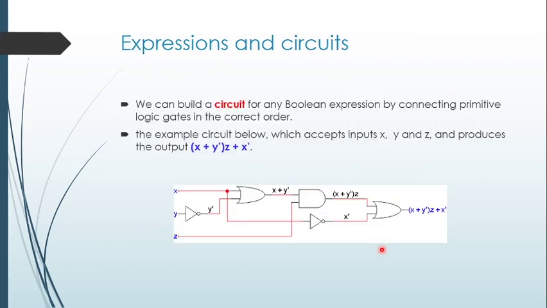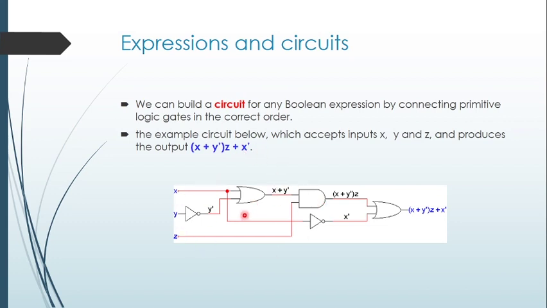The next thing, we know that we can build any digital logic circuit from any Boolean expression by connecting different logic gates in an order. The example circuit below is simply (x + y')(z + x'). Here we know that plus is basically OR, and the dot or multiplication in Boolean algebra is used as AND. So it's basically x OR y' AND with z OR x'.